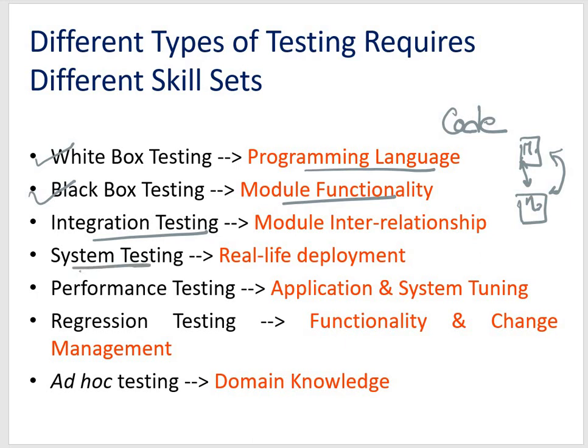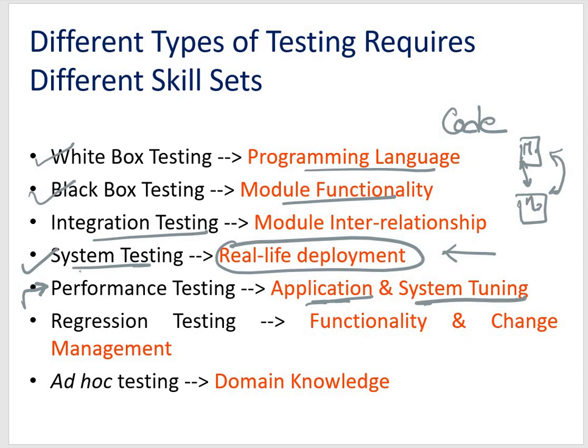In case of system testing, we need to have an idea about the real life deployment, right? Because this time we'll actually be going for the deployment, whether it is on-site testing or off-site testing. For the sake of deployment, I need to have an idea about the real life scenarios. Then we have performance testing. In this case I'll require an idea about the application, and I'll require an idea about system tuning as well.